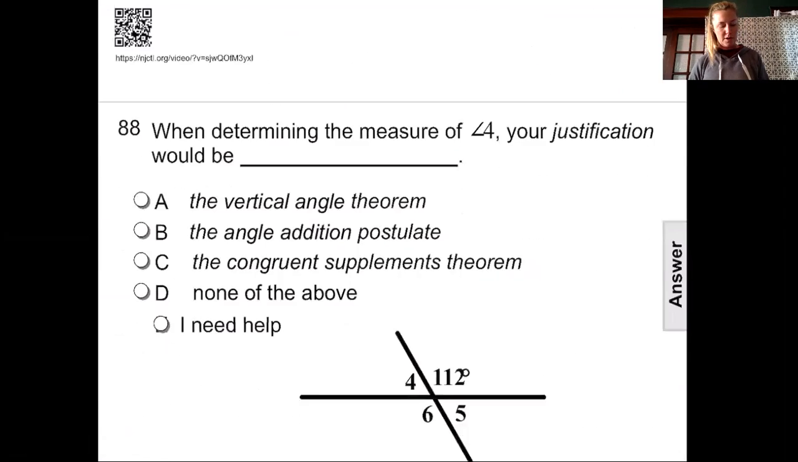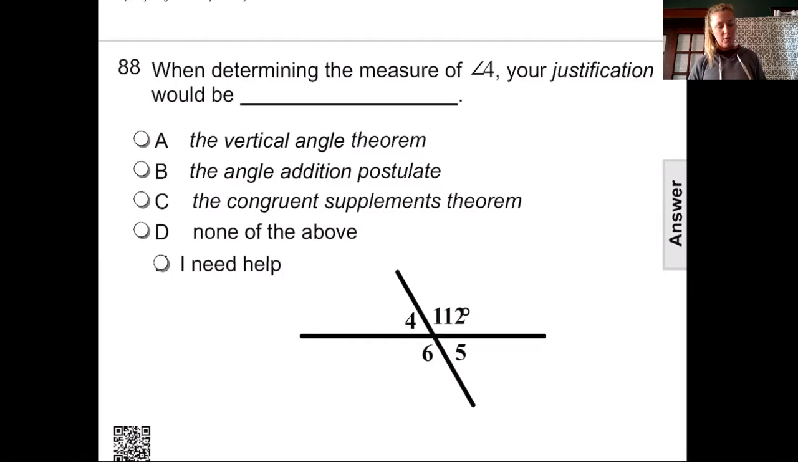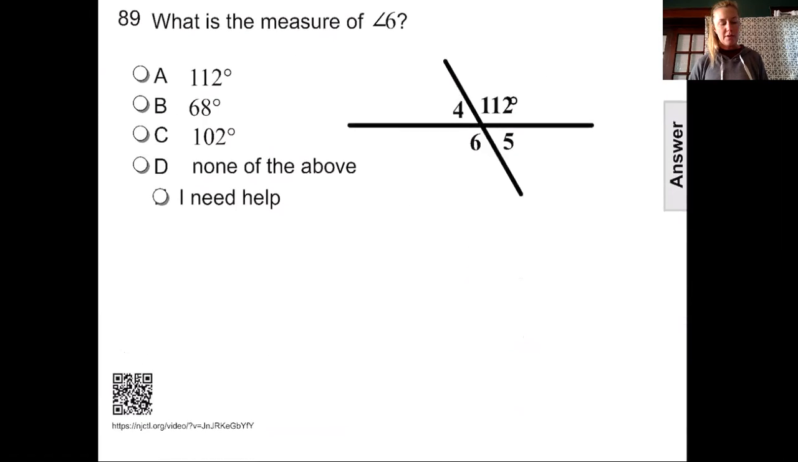So solving for this one. And how did we know angle 4? Well, they are supplementary, or you could have done angle addition. So either one of these would have been an okay answer, okay? So just find a vocabulary word that makes sense with it.